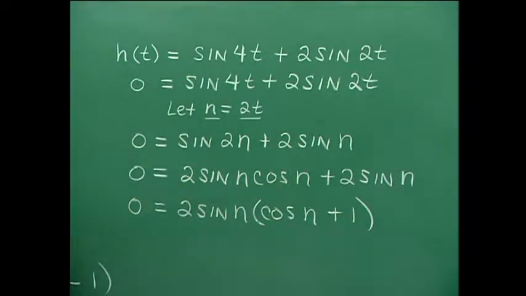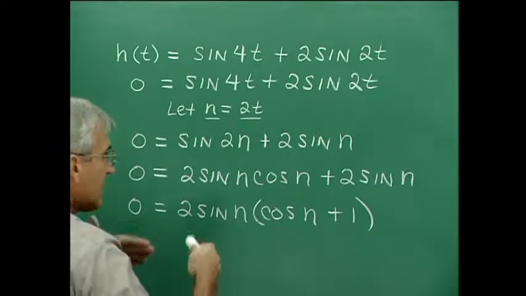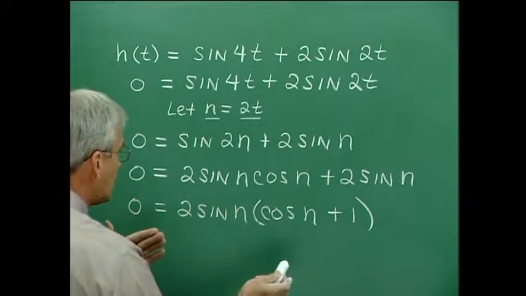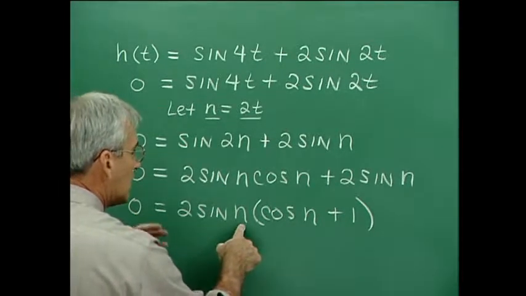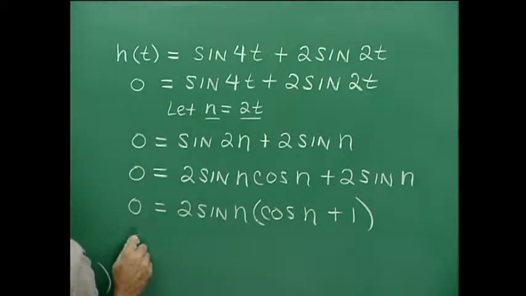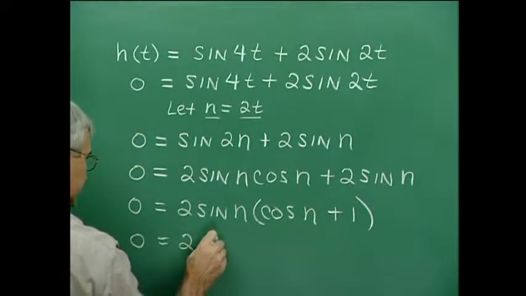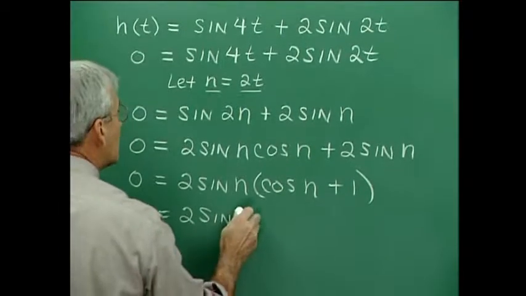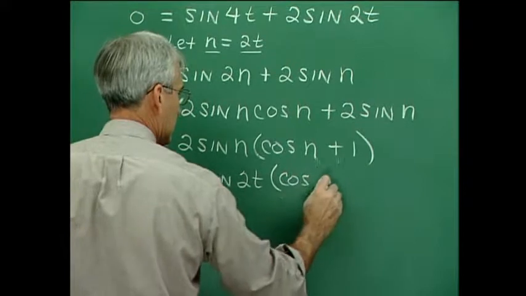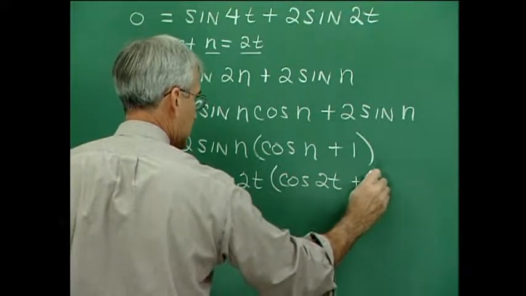Oh wow, that's convenient. Now, maybe it's time at this point for us to go back and do the back substitution and put the double angle idea back in here. Let's do that. We have 0 equals 2 sine 2t times cosine 2t plus 1.